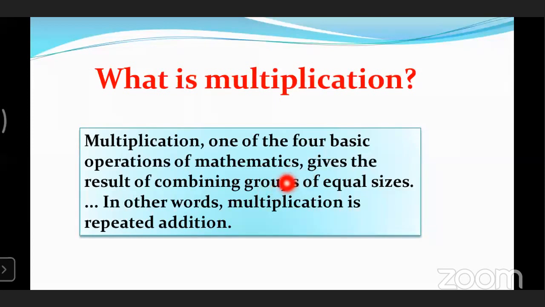Multiplication, one of the 4 basic operations of mathematics, gives the result of combining groups of equal sizes. In other words, multiplication is repeated addition. Do you understand? Very good.